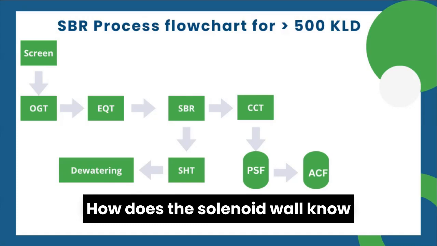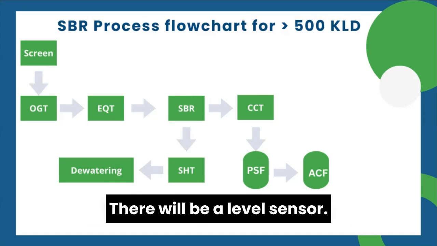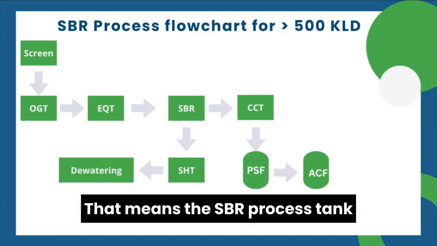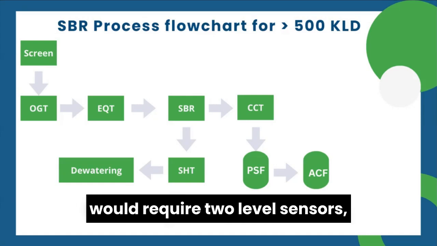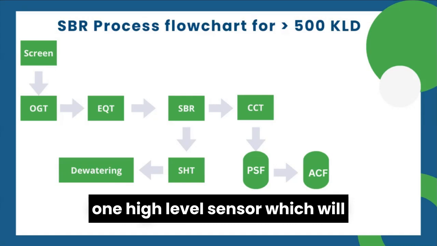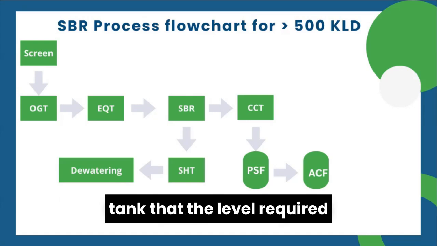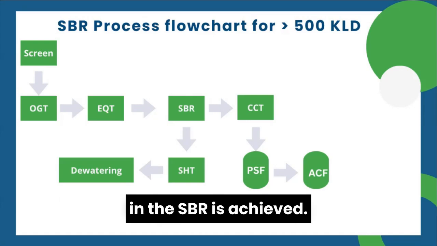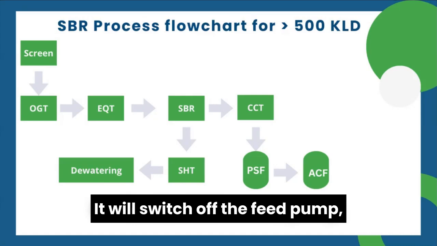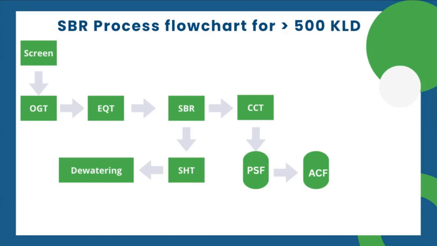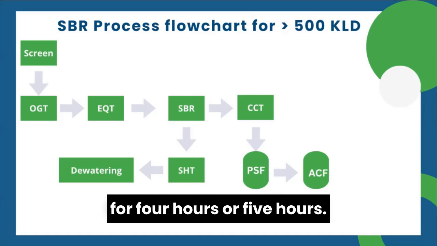How does the solenoid valve know that the level has reached? There will be a level sensor. That means the SBR process tank would require two level sensors. One high level sensor, which will tell the feed pump from the collection tank that the level required in the SBR is achieved. It will switch off the feed pump. Then it will switch on the blower, and then the blower will run for 4 hours or 5 hours.